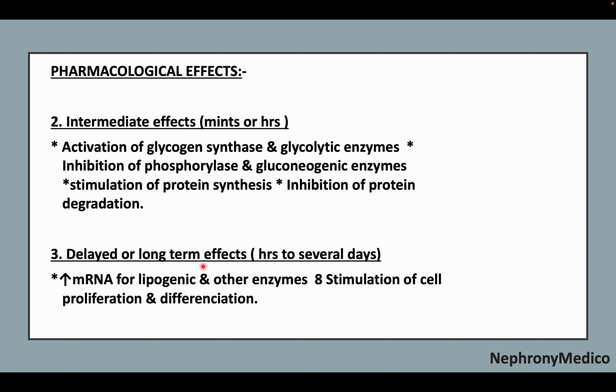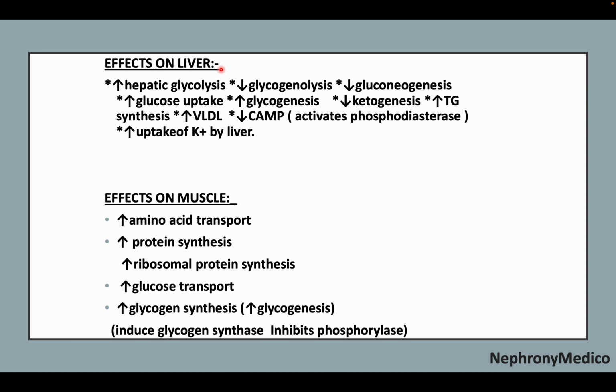The delayed or long-term effects include increased mRNA for lipogenic and other enzymes and stimulation of cell proliferation and differentiation. Effects on liver include increased hepatic glycolysis, reduced glycogenolysis and gluconeogenesis, increased glucose uptake, glycogenesis and reduced ketogenesis, increased TG synthesis, increased VLDL, reduced cAMP, and increased uptake of potassium by the liver.